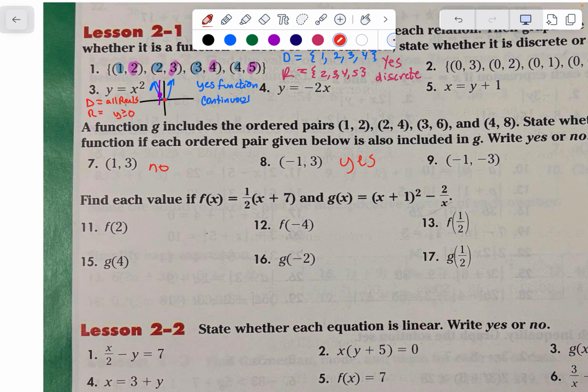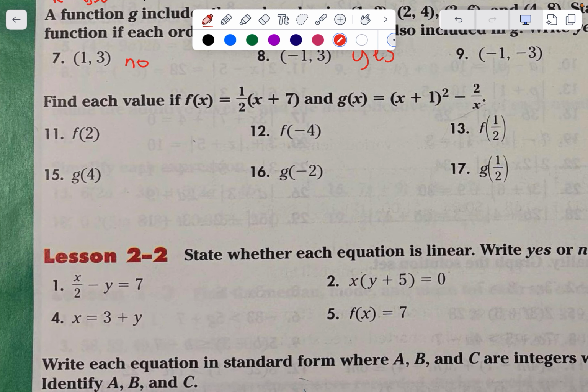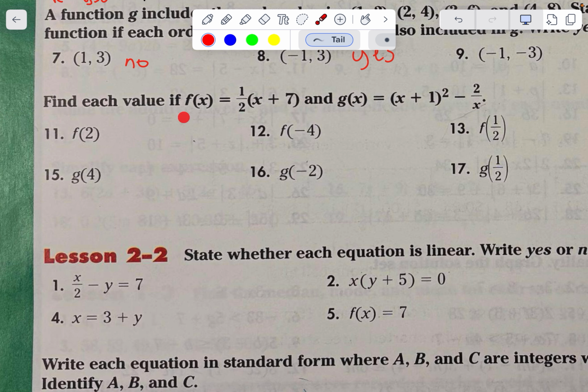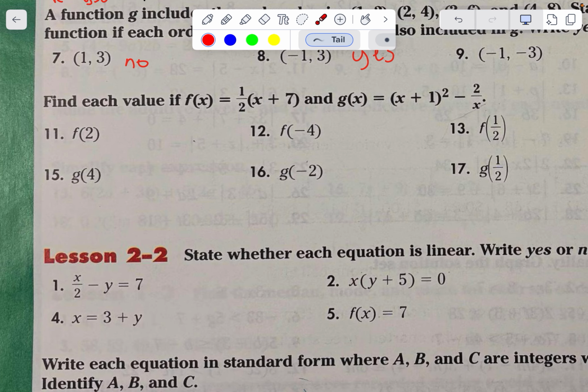Okay. And now I would like to look at 11 through 17. Now, 11 through 17, we are taking and inputting values into the function. We're going to do one of the 11 through 13. See that notation there? See how it has an F in it? So for 11, 12, and 13, we're using the F function. For 15, 16, and 17, we're using the G function. So let's do one of each, okay? We're just putting in a number, inputting, see what we get out.